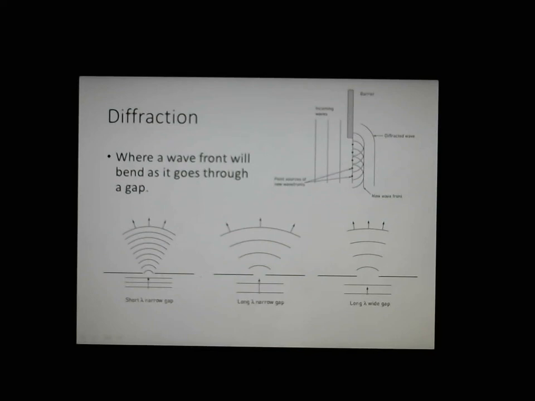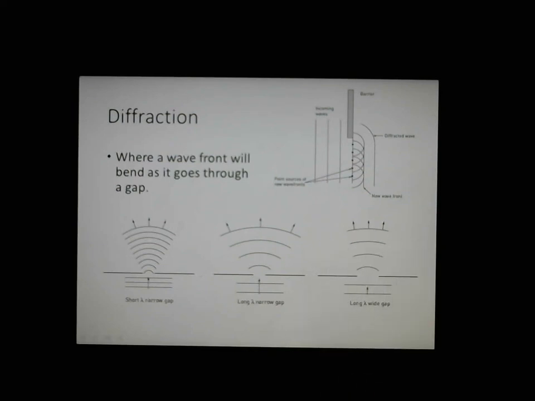The relationship here happens between wavelength and the size of the gap. So here we have three examples. If you have a very short wavelength with a very narrow or short gap, you see some diffraction. But if you make the wavelengths longer, so the size between waves longer, you see here it bends a lot more than this one here. So longer wavelength, more bending. Okay? But if we make the gap wider now, even though we're still at the same long wavelength, we can see here that the wider the gap, the narrower the bending.